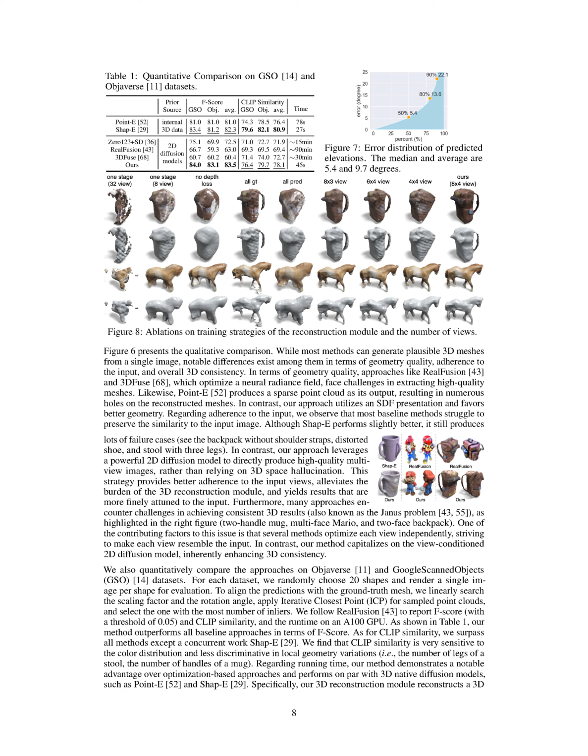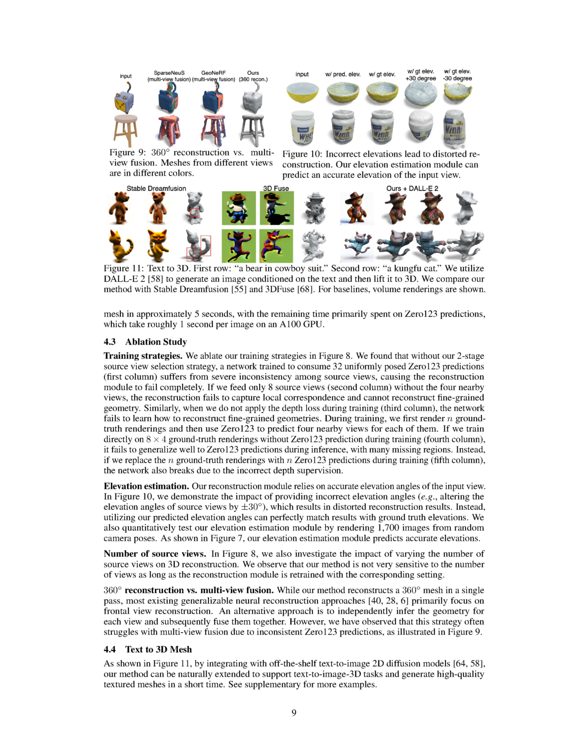In Section 4.3, we perform an ablation study to analyze the impact of various training strategies on the performance of our model. First, let's discuss the training strategies and the consequences of their absence. When we skip our two-stage source view selection technique and train the network with 32 uniformly posed Zero123 predictions, we encounter severe inconsistencies among the source views. This inconsistency results in a total failure of the reconstruction module.